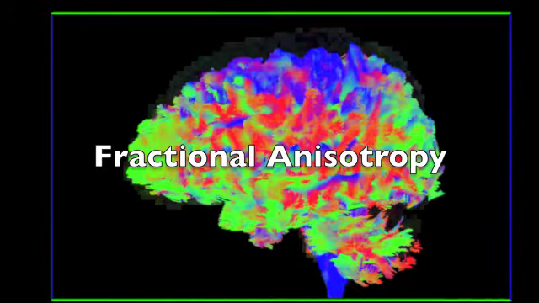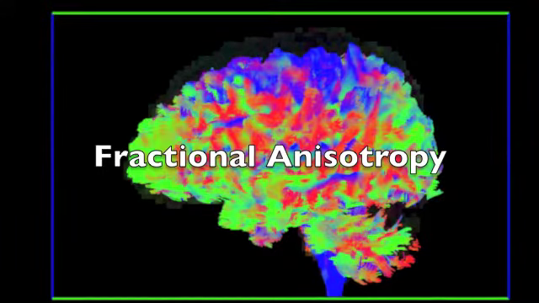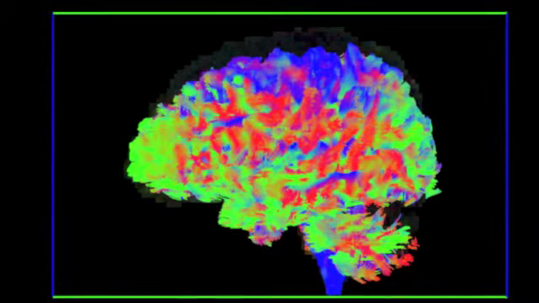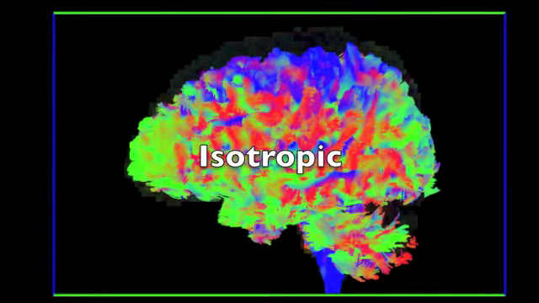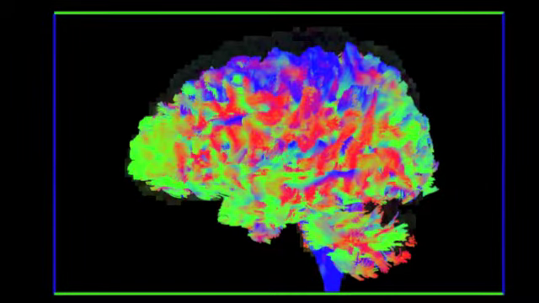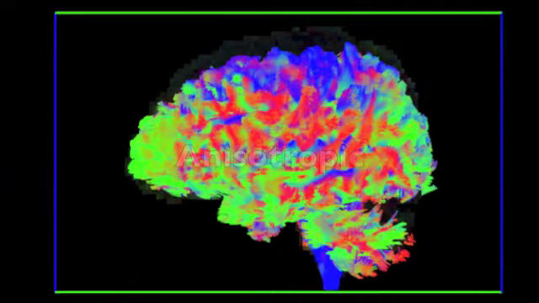Fractional anisotropy is a scalar value between 0 and 1 which describes how restricted the diffusion of water around the brain is. A value of 0 would mean that the diffusion of water is isotropic, so it would move in all directions without any restriction. A value of 1 would mean that the diffusion of water is anisotropic, meaning that the diffusion occurs only along one axis.